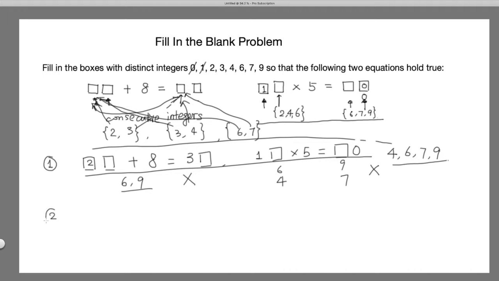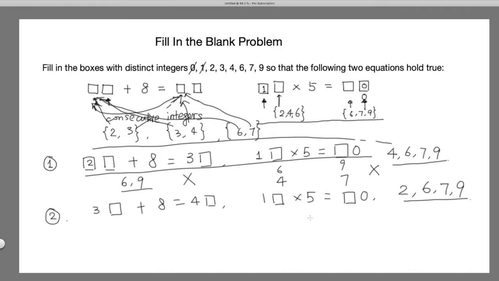How about the second case? The first digit is a 3. The second digit is 4. So you have 3 something plus 8 equals 4 something, and 1 box times 5 equals box 0. And the remaining 4 digits are 2, 6, 7, and 9.